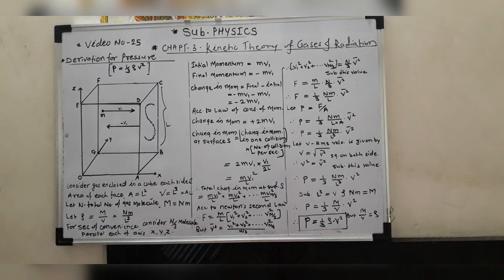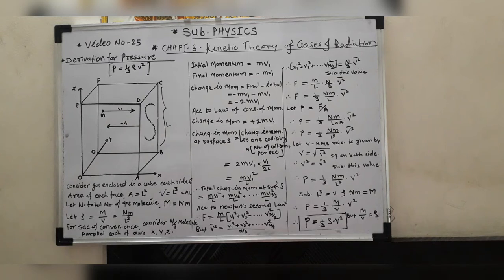P is equal to 1/3 rho V square is the expression for the pressure exerted by the given mass of gas on the basis of kinetic theory. This is very important. The numericals are also solved on this expression for the pressure, and you remember all these points. I can again explain in short how it can be derived, you have to write this in your exam.